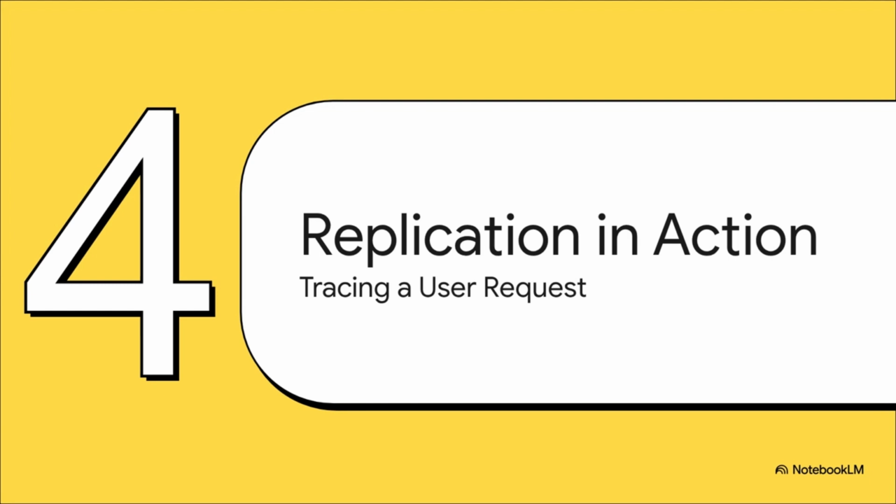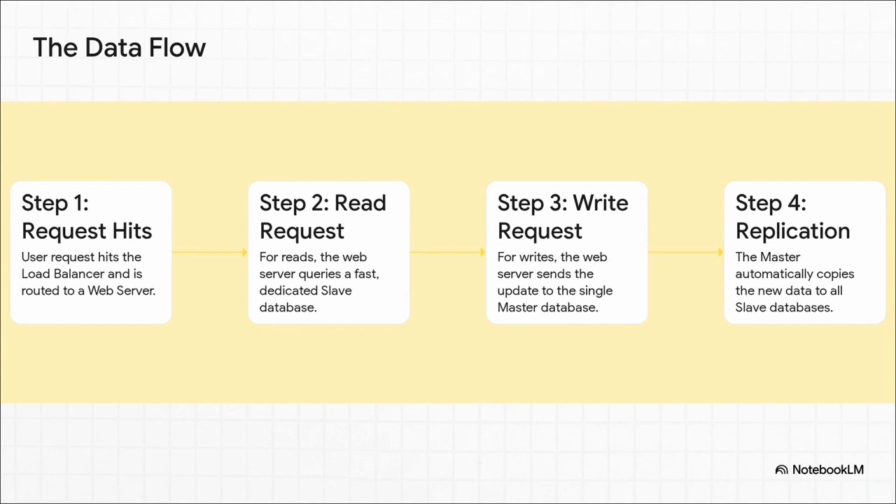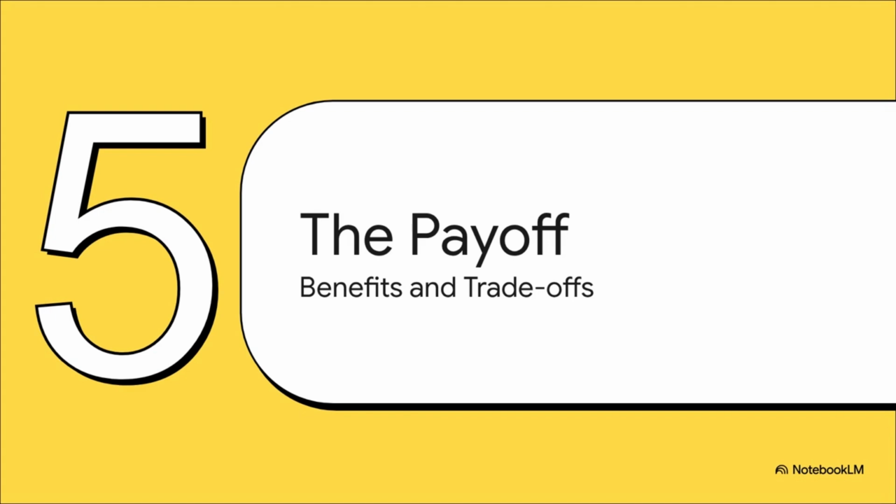Okay, let's make this super concrete. We're going to trace a couple of user requests to see how this all fits together into a tough, resilient system. Okay, so you're just browsing your feed, maybe looking at a product on a shopping site. That's a read request. It hits the load balancer, gets sent to a web server, which then asks one of the slave databases for the info. It's fast, it's efficient. But now you want to make a post or you decide to buy that product. That's a write request. That goes straight to the master. The master records the change, and then it's its job to automatically update all the slaves so they have the brand new data.